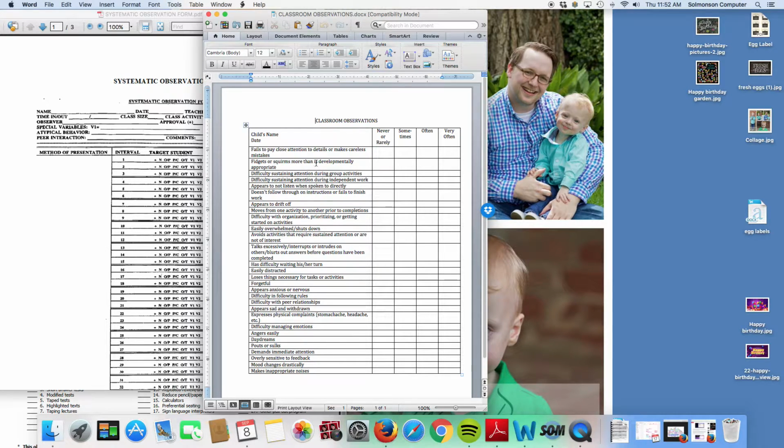So let's say a child fidgets or squirms more than is developmentally appropriate. A school needs to have some interventions prepared to work with this child to help this child calm down and to sit still. Or if the child is still being successful in school, the teacher could choose to ignore that behavior if it's not disruptive. And that's the other thing.